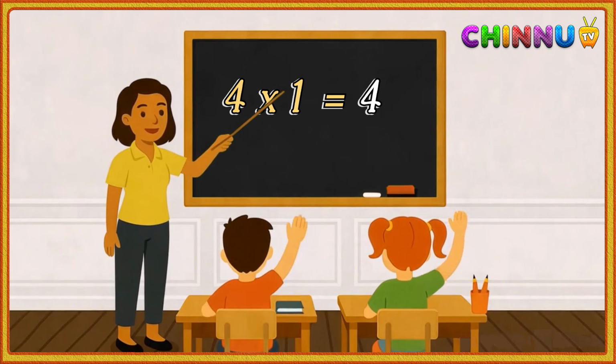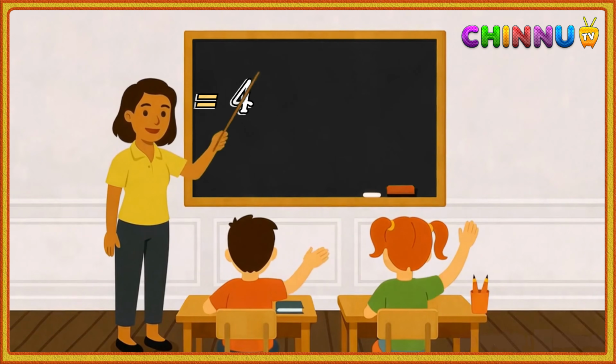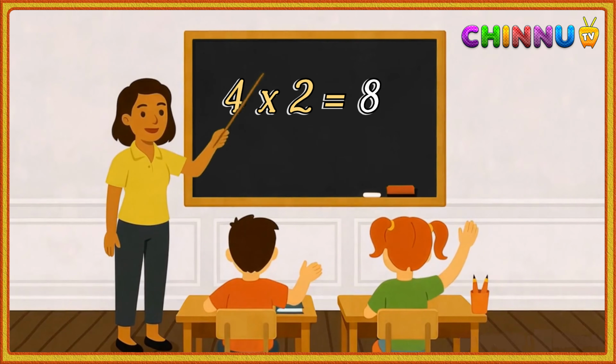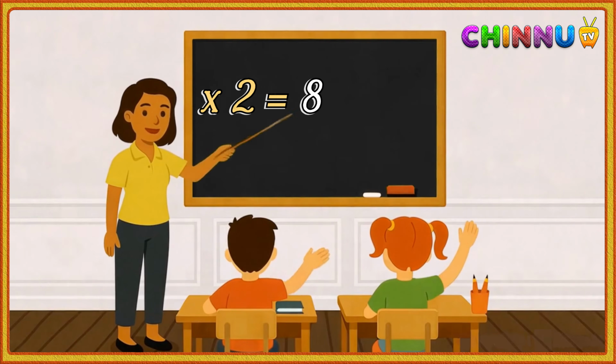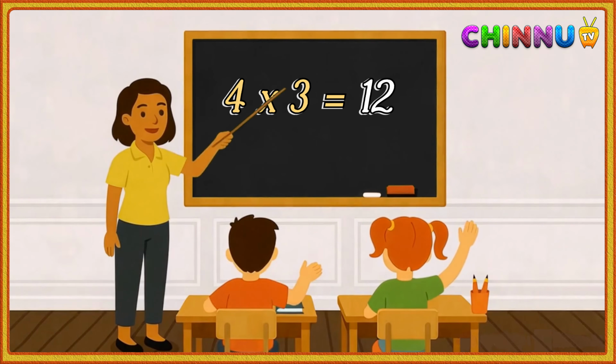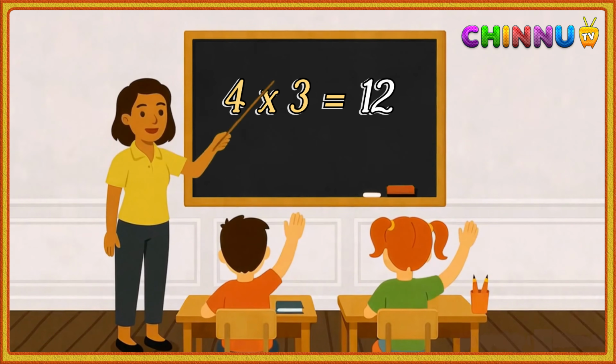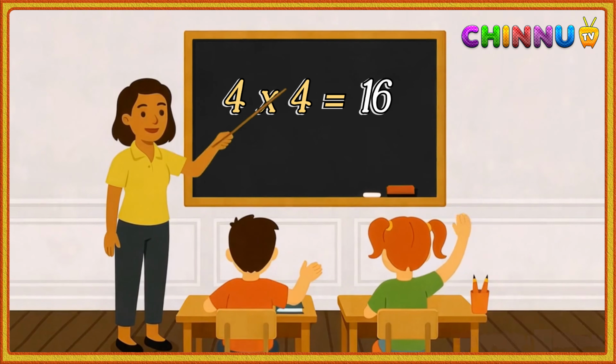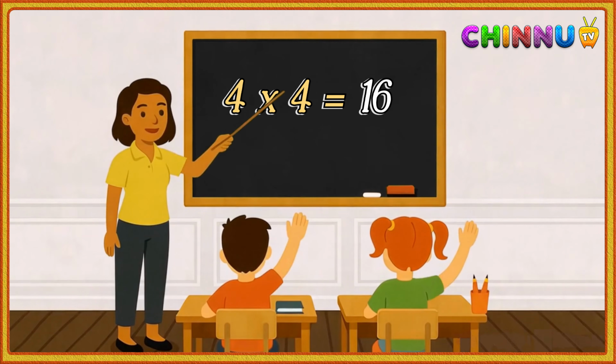4 ones are 4. 4 twos are 8. 4 threes are 12. 4 fours are 16.